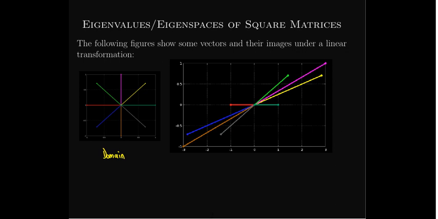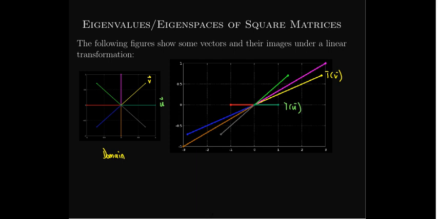So maybe this yellow vector is our vector V. And then on the right, we see the images of those vectors under some transformation T. So this is T of V, for example. And then maybe down here, the dark green vector would be U. And here we see its image on the right.